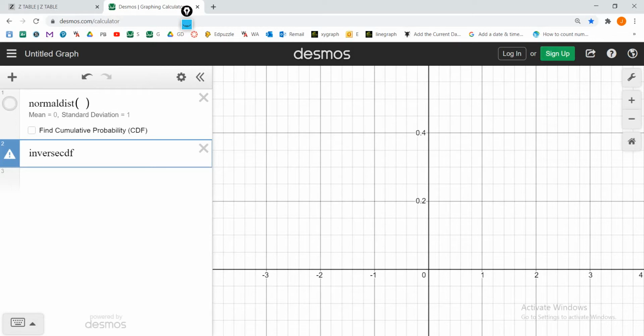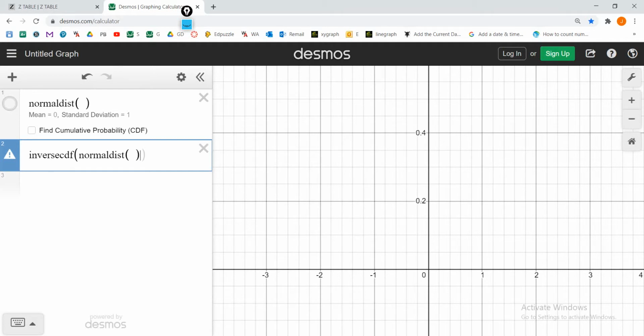With this, we type in inverse CDF, and then what distribution we're trying to find the inverse of. We're trying to find the inverse of the normal distribution. You could put 0, 1 in there, 0 meaning the mean and 1 being the standard deviation, but if you don't want to do that, just the normal should be sufficient.